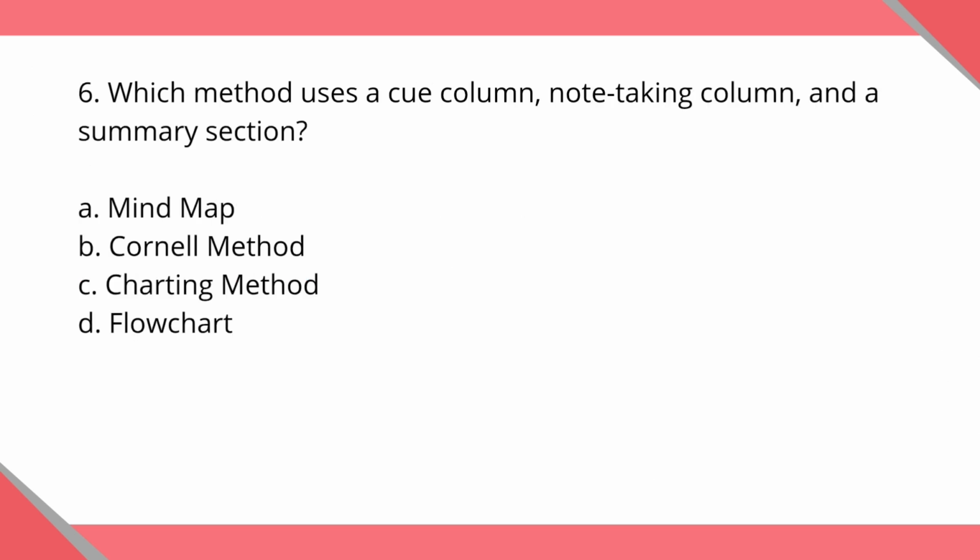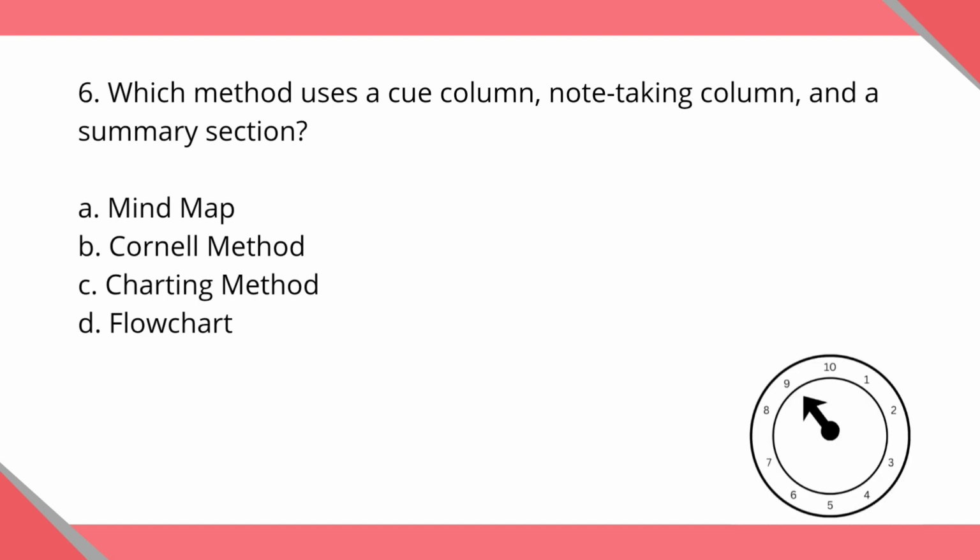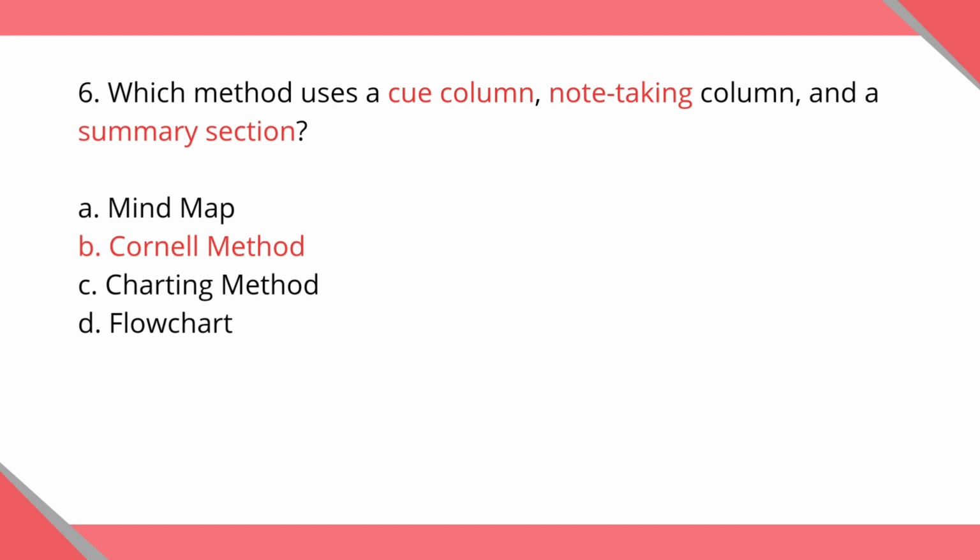Number 6. Which method uses a cue column, note-taking column, and a summary section? Letter A. Mind map. Letter B. Cornell method. Letter C. Charting method. Letter D. Flowchart. The correct answer is letter B.